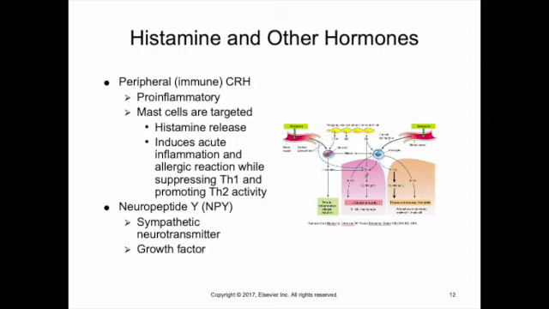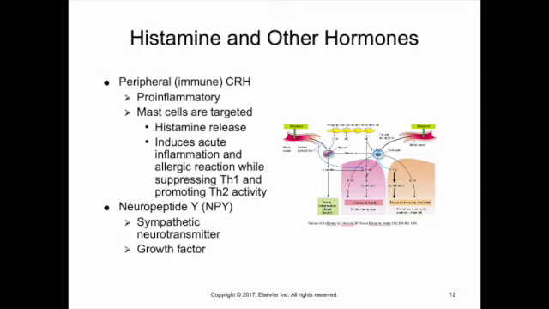The peripheral corticotropin releasing hormone, CRH, and neuropeptide Y, or NPY, these are important molecules in immune modulation as well. For CRH, it's not only produced in the hypothalamus, but it's synthesized and released to the peripheral tissues as well, including the immune cells. And so peripheral CRH has a pro-inflammatory effect on target mast cells, the type of immune cells that are involved in allergic reactions. When peripheral CRH binds to mast cells, it triggers the release of histamine, which is a potential mediator of inflammation. And histamine contributes to active inflammation and allergic reactions.